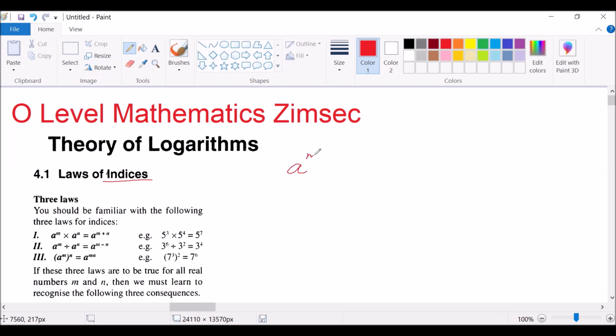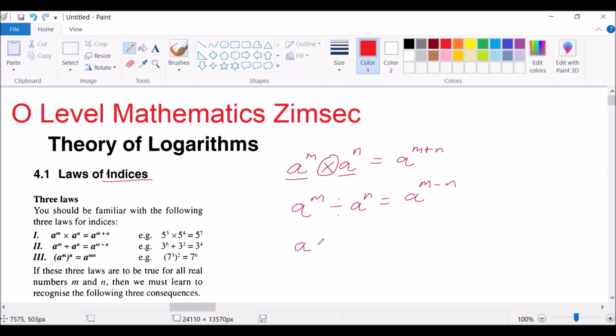a^m times a^n is equal to a^(m+n). If the bases are the same and we are multiplying, we add the powers. We should also be familiar with this law of indices. a^m divided by a^n is equal to a^(m-n). If we are dividing two numbers with the same base, we subtract the indices.